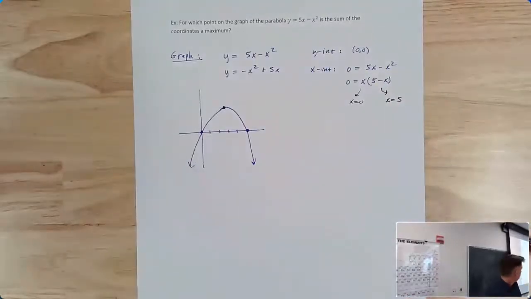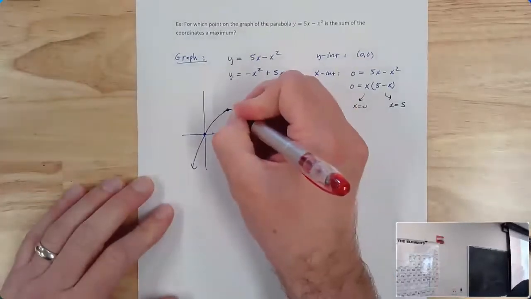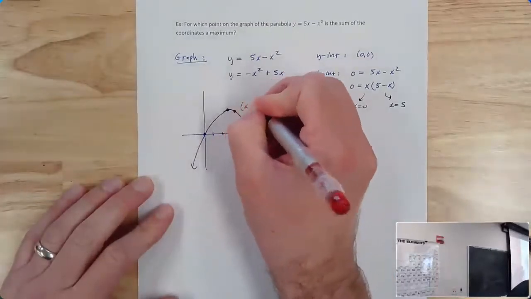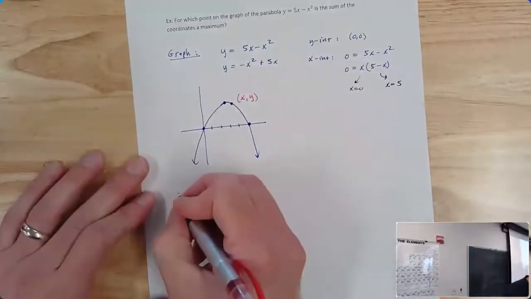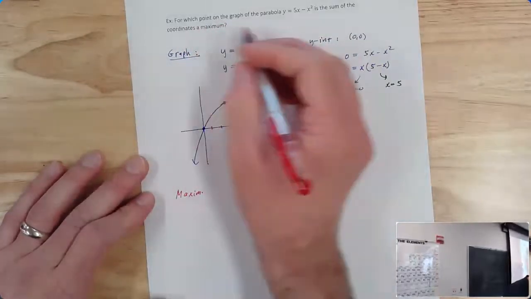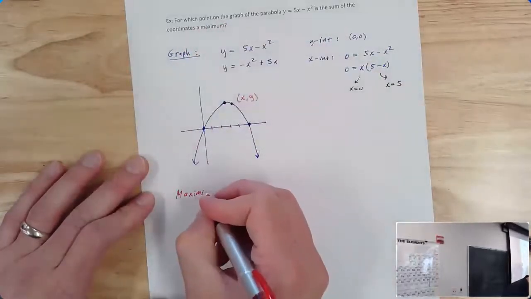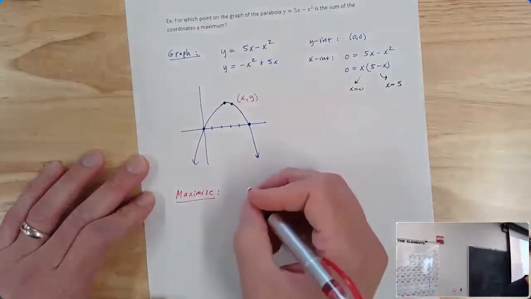Okay, so what we're trying to find is the point on the graph, x comma y, where we quote unquote maximize, right? I said maximize, find the point where the sum of the coordinates is maximized. So we're trying to maximize x plus y.